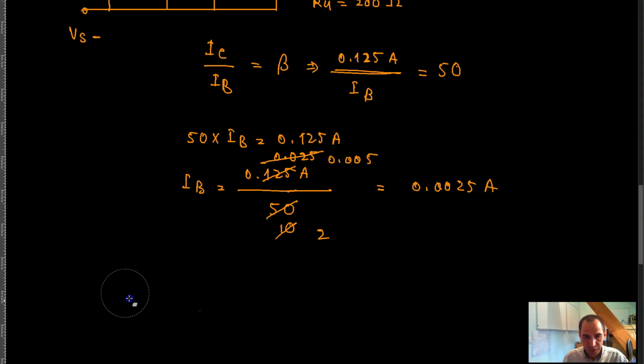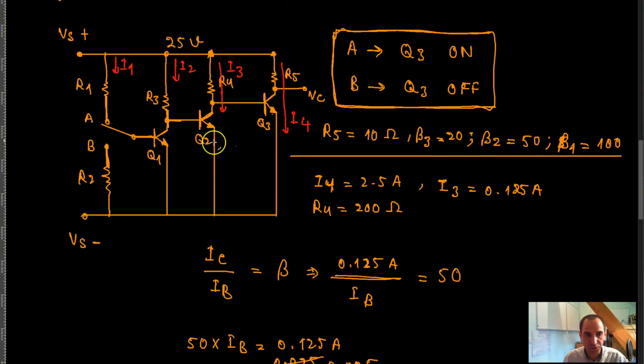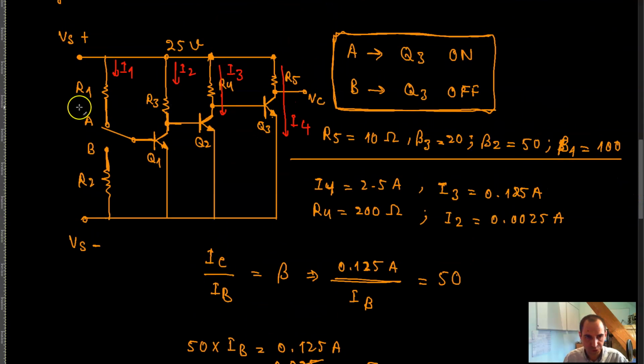So that means that the base current of this transistor, or I of 2, is supposed to be 0.0025 amp. And as you can see, as we are moving towards the left hand side of this circuit, these currents are getting smaller and smaller, meaning that over here the current was 2.5 amps. Of course, the rate at which these currents are getting smaller does depend on the beta of these transistors.